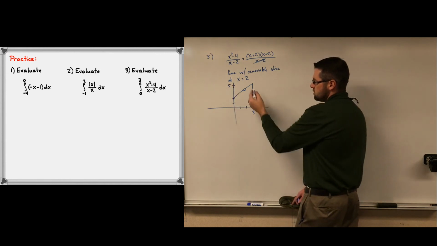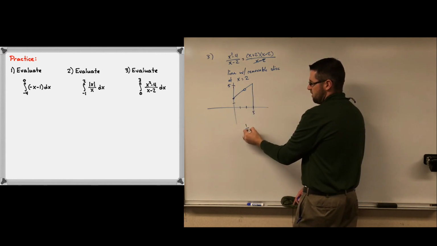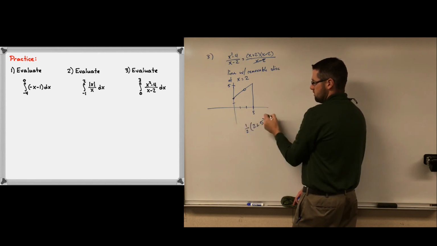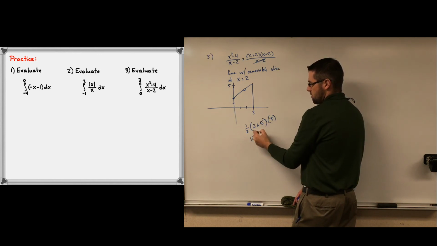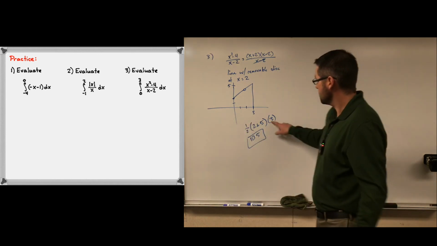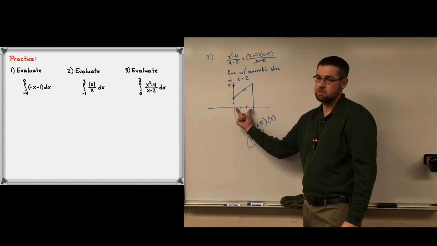5. And so it's a trapezoid. So it's 1/2 of base 1 is 2, base 2 is 5, and the height is 3. So 7 times 3 is 21, so 10.5. This is the height of the trapezoid.